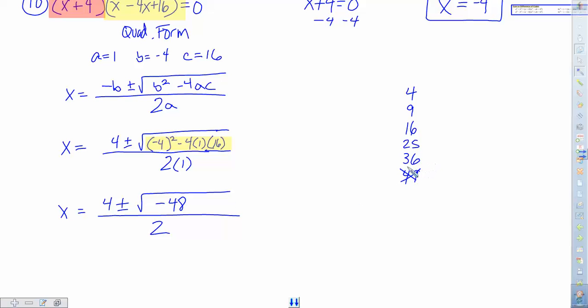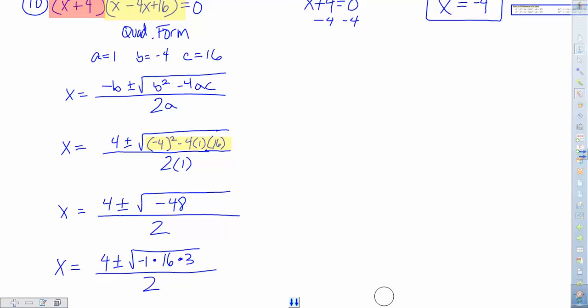Remember the other little trick you can use. You can take that number that's not a perfect square and cut it in half. So any number that's more than halfway there. Hey, look at 16. I think we can break down 16. 16 times 3 would give us 48. So now we can factor that -48. We'd have -1 times the +16 times the +3.